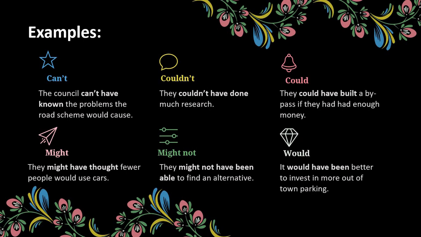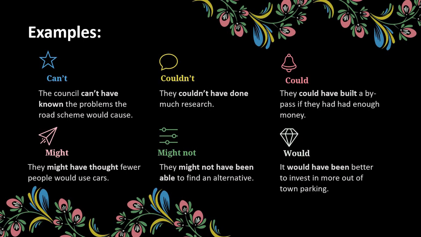We start with a few sentences. So with the first modal, the council can't have known the problems the road scheme would cause. As you can see, you do have the modal verb and the auxiliary verb involved, as well as the main verb. So you can see how the sentences are organized. They couldn't have done much research. They could have built a bypass if they had had enough money.